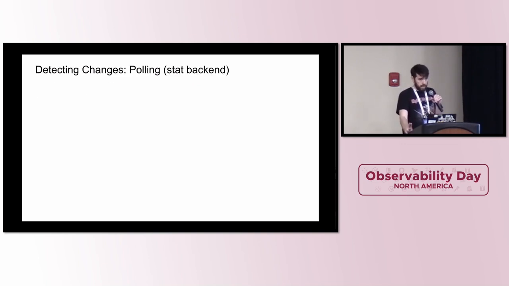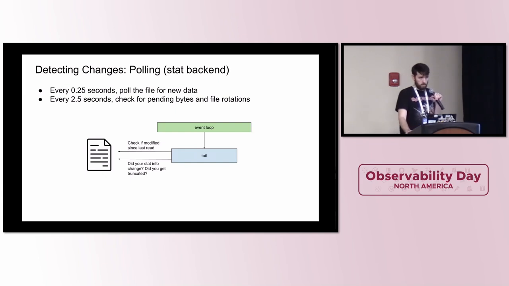Detecting changes, Fluent Bit has two strategies for detecting changes. The first one is polling. This ends up being the default on non-Linux systems. And the polling is the sort of simple way that you would expect this would work. Every 250 milliseconds, you poll the file and see if there's any new data. That comparison is whether the size is different than what we have recorded or whether the modified time is different than what we have recorded. And then every 2.5 seconds, we do a more extensive check to detect file rotations.